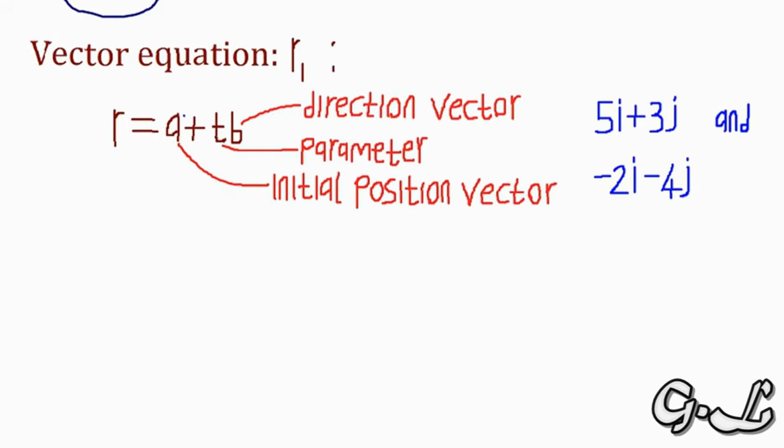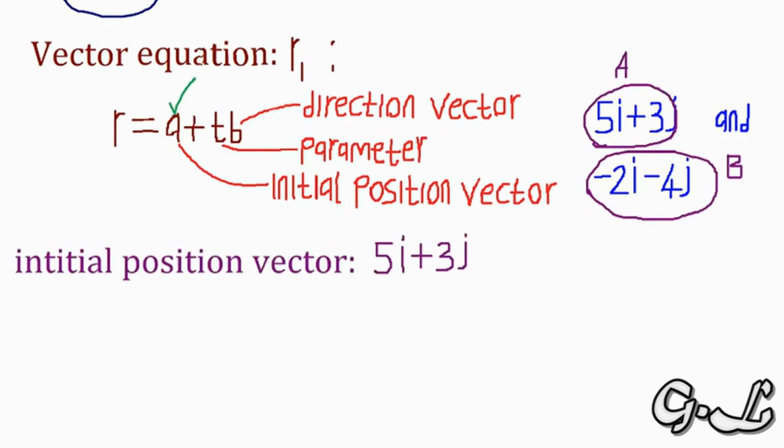Now when you look at these position vectors, we're going to denote them with letters so that it is going to be easier for us to know what we're solving. We're going to denote the first position vector, which is 5i plus 3j, as A, and another position vector, which is negative 2i minus 4j, as B.